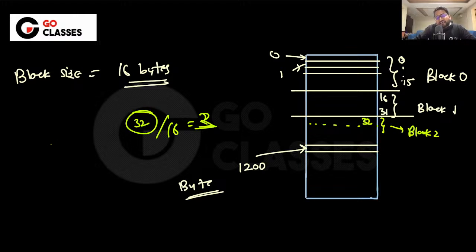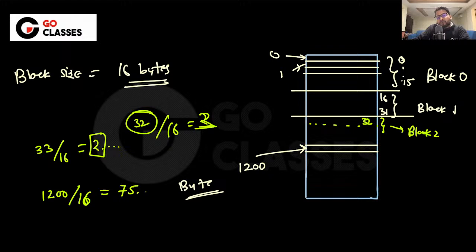Where is 33 stored? 33 will be 2 point something, so it is also stored at block 2. Right? So where is this 1200 stored? Can you tell me? If you do 1200 divided by 16, you will be getting exactly 75. Even if you get 75 point something, it doesn't matter. So 75 is the block number where it is stored.